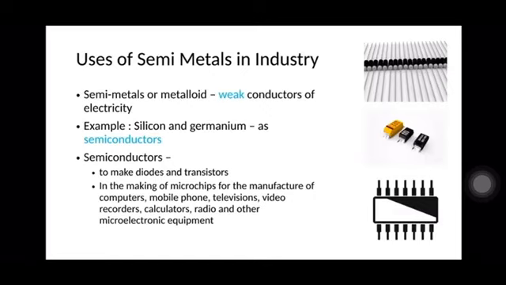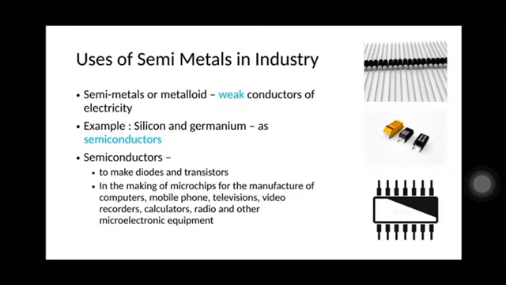So ini adalah few example uses of semi metal dalam industri. Uses of semi metal ataupun kita panggil juga metalloid. Kalau saya suka panggil apa? Saya suka panggil soft metal. Alright. So metalloid ini dia adalah weak conductors of electricity. Perfect example seperti silikon dan germanium. Silikon dan germanium ni dia sebagai semiconductor.